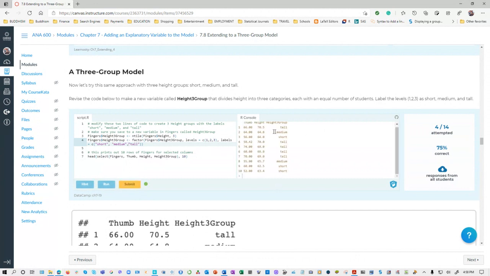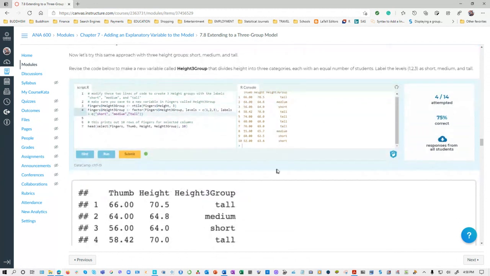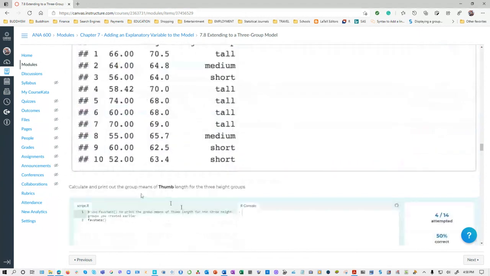See? Okay, height 3 groups. You have tall, medium, like that. Three groups now. Now calculate and print out the group means of thumb length for the 3 height groups. See? Print out the group means. How do you get the group means of this one? Use the favorite statistics to print out the group means of thumb length for the 3 height groups. We know how to do that.